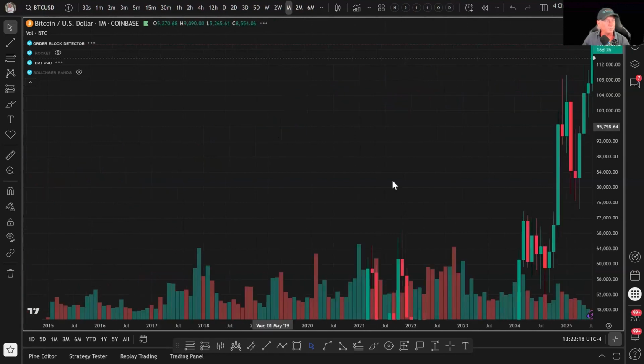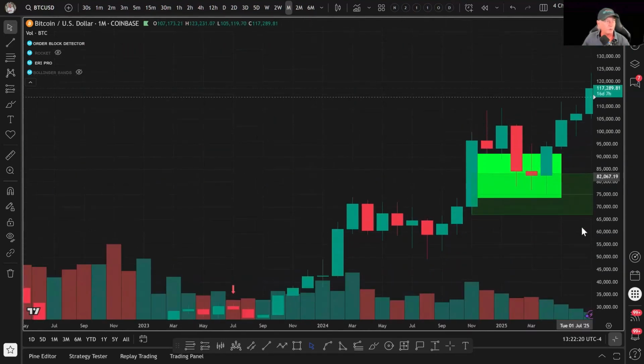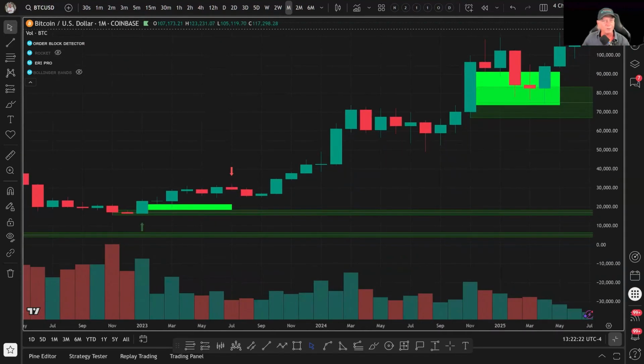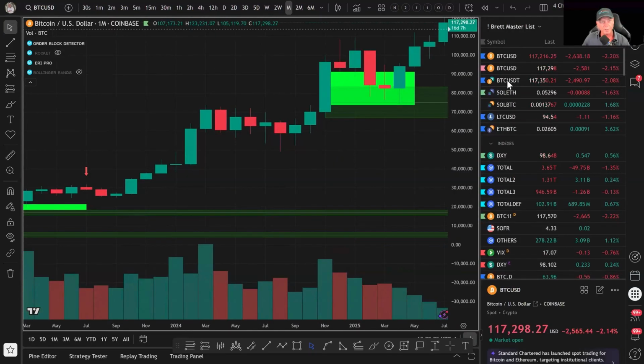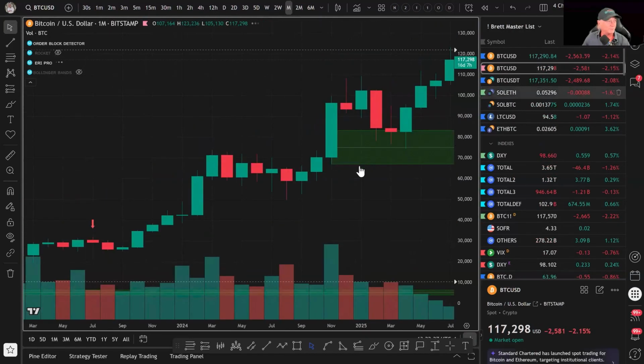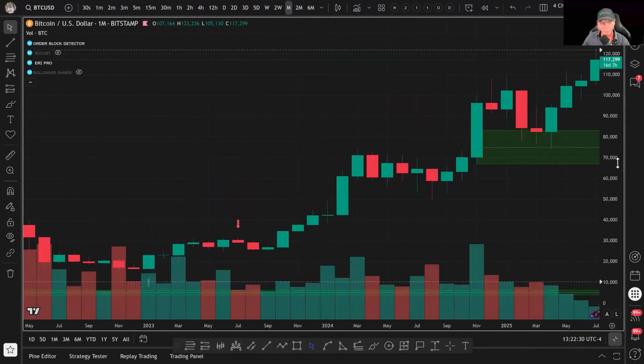Okay, if I go to a monthly chart on Bitcoin, I will show you that the ERI has only fired 4 times. I'm going to go to Bitstamp, so we have more data. It has only fired 4 times.